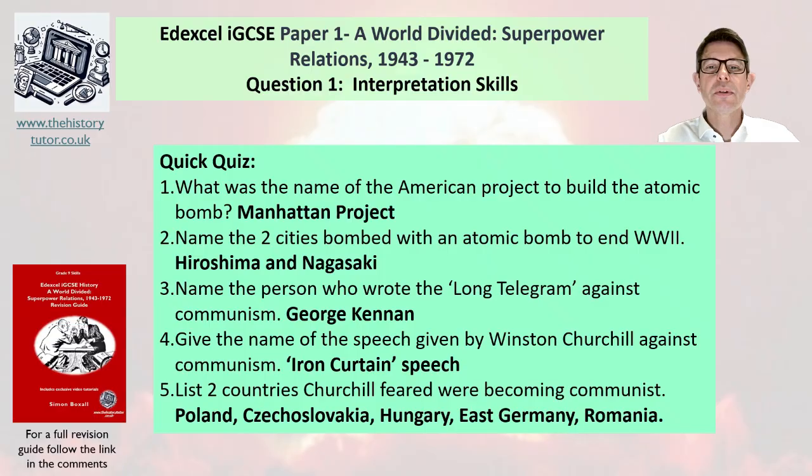Okay, so here are the answers. What was the name of the American project to build the atomic bomb? So that's the Manhattan Project. And name the 2 cities bombed with the atomic bomb at the end of the war. So that's Hiroshima and Nagasaki.